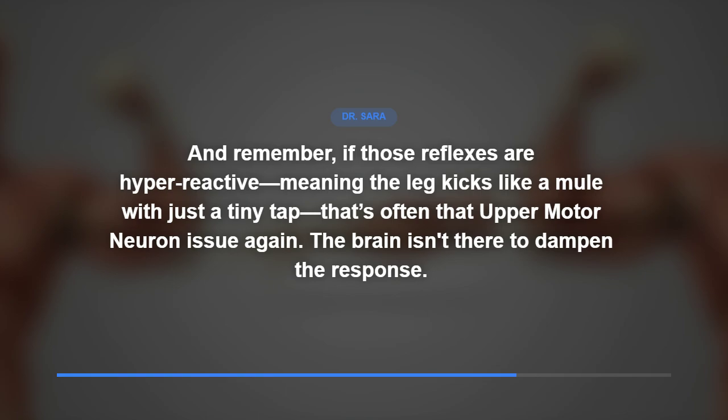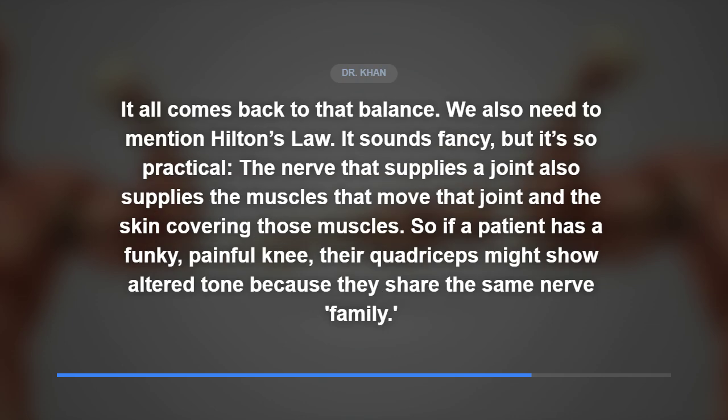And remember, if those reflexes are hyperreactive, meaning the leg kicks like a mule with just a tiny tap, that's often that upper motor neuron issue again. The brain isn't there to dampen the response. It all comes back to that balance.